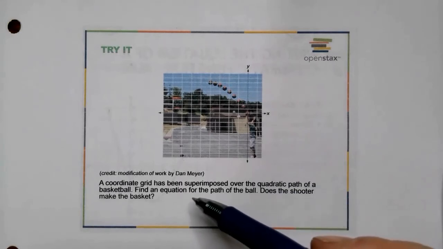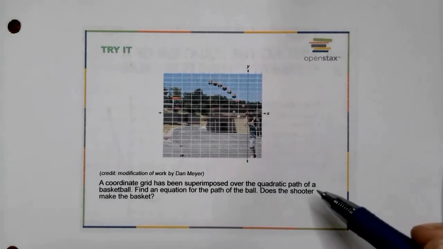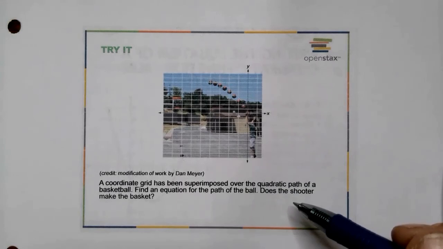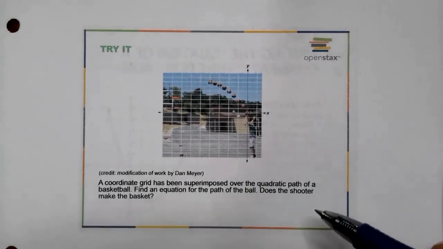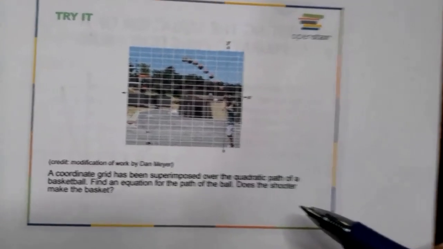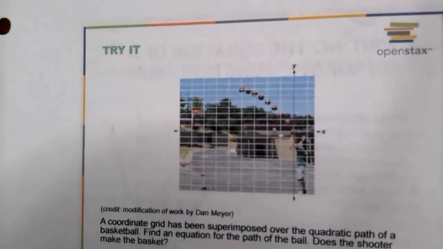It says a coordinate grid has been superimposed over the quadratic path of a basketball. Find an equation for the path of the ball. Does the shooter make the basket? Okay, I'm going to zoom in a little bit into the picture so you could see it better.